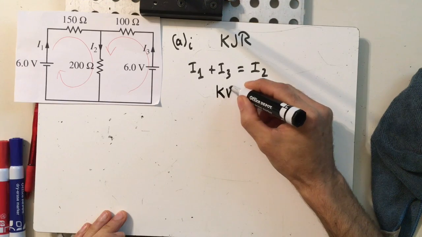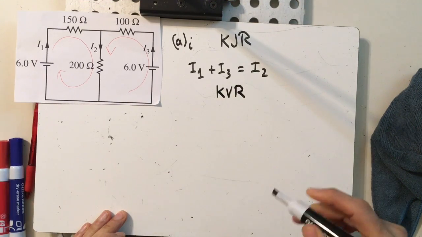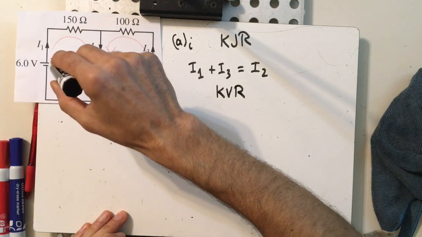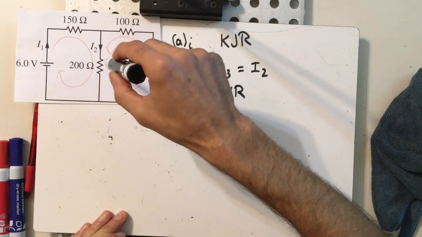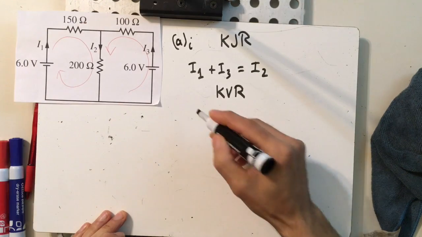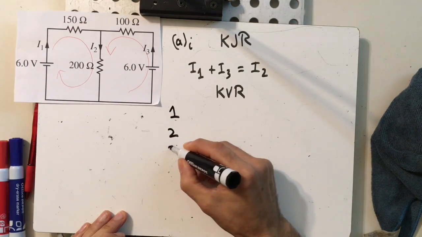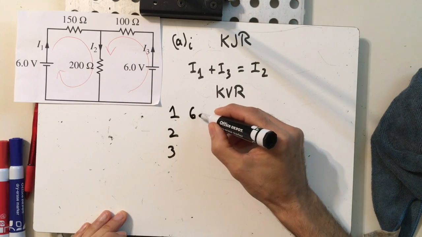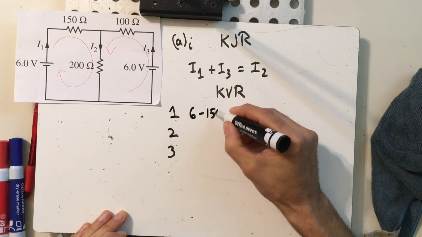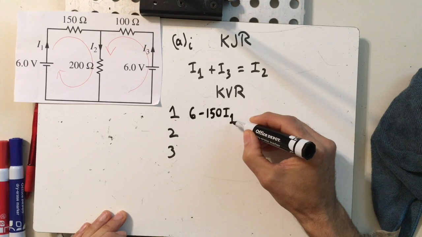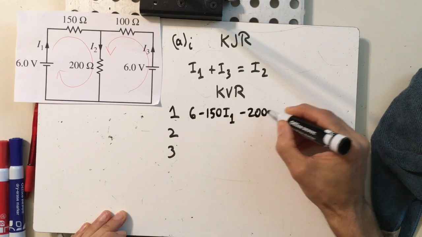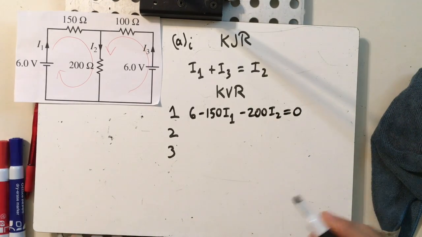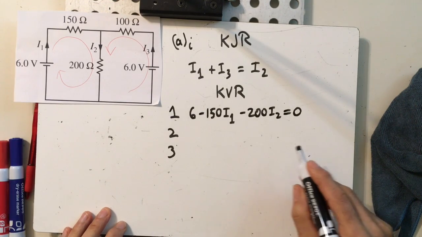And then let's write our Kirchhoff's voltage rule equations. There are 3 loops you could write. This first loop, the left loop, clockwise. Second loop, the right loop, counterclockwise, and then the outside loop, which you could do either clockwise or counterclockwise. So for the first one, the left loop, 6 volts minus 150 I1 minus 200 I2 equals 0. I usually leave off the units because the equations are a little bit complicated and they get harder to read with the units on there.